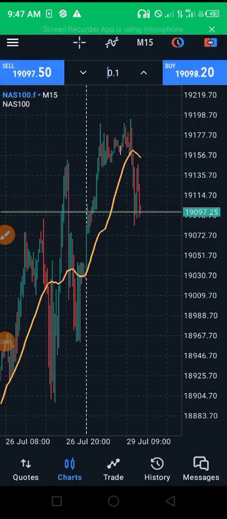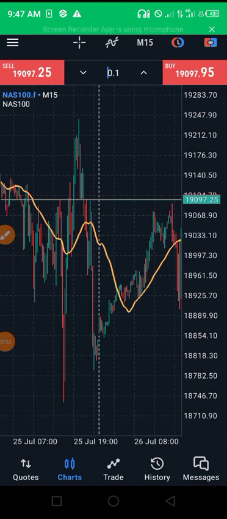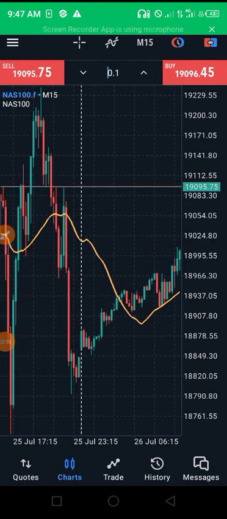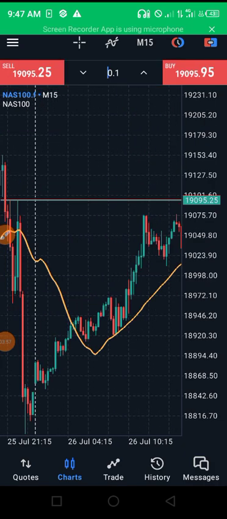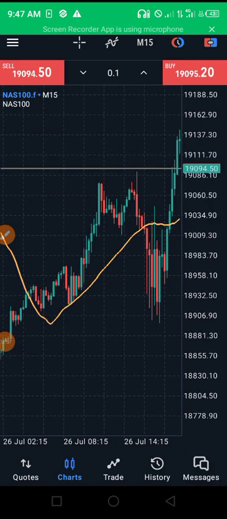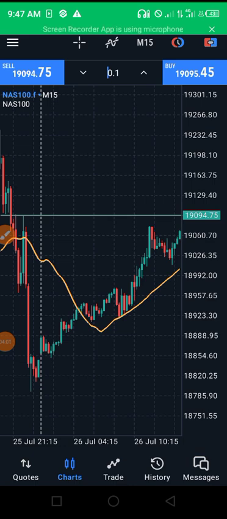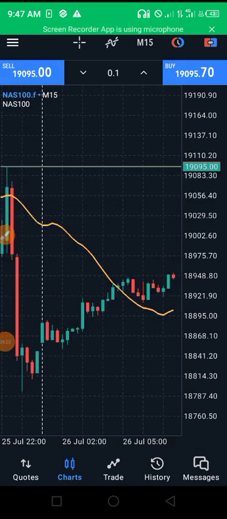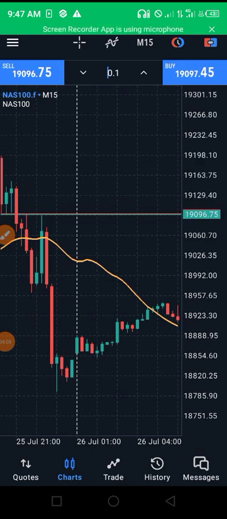Let's backtest it and see what happened in the market. You also set your stop loss and your take profit. Let me now show you on a live market how it will look. Now look at this, this is a 15-minute candle. Let me take you to my drawing board.